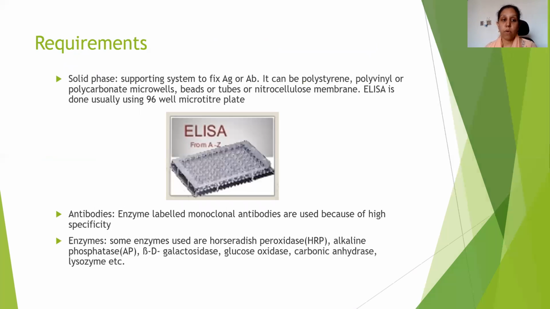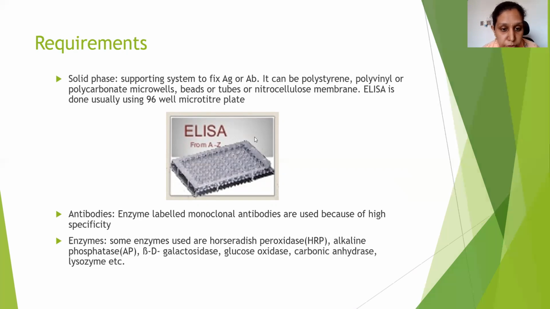So what are the requirements? We require a solid phase, which is a supporting system to fix the antigen or antibody, and which can be made of polystyrene, polyvinyl or polycarbonate microwells. It can also be made up of beads, tubes or nitrocellulose membrane. And ELISA is done by using the 96 well microtiter plate.